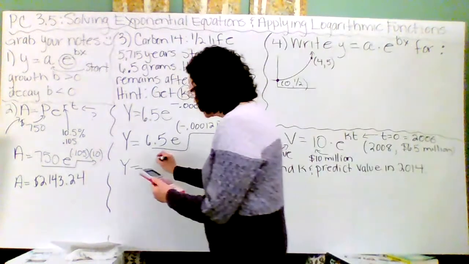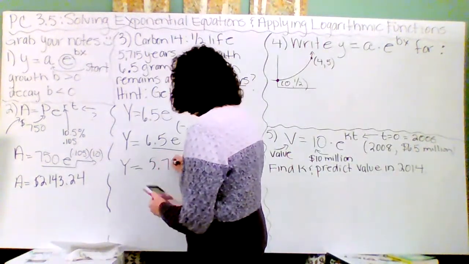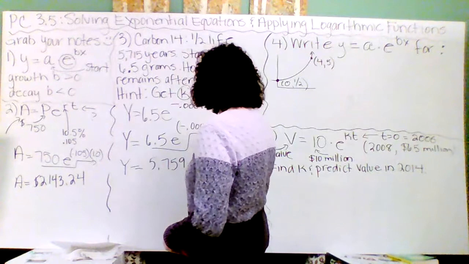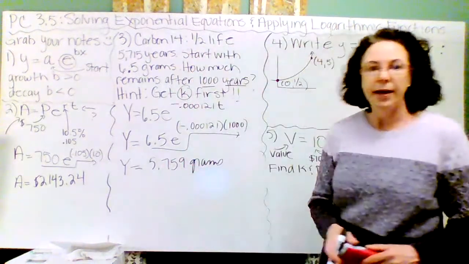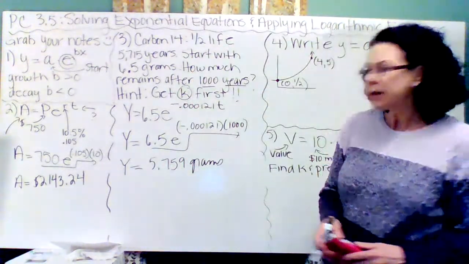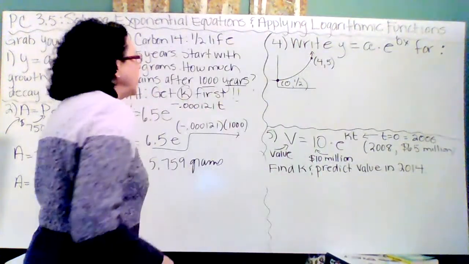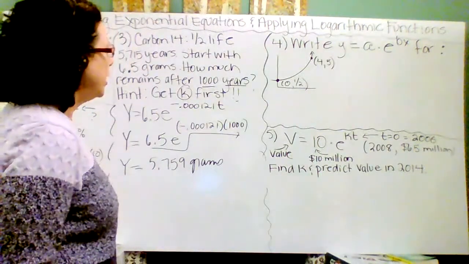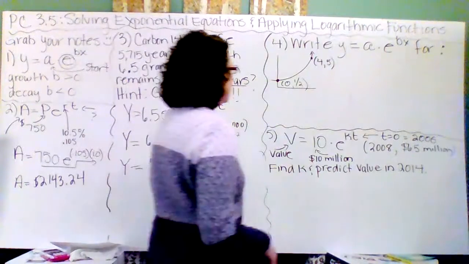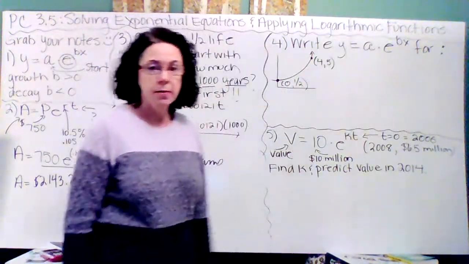There we go. So there's still 5.759 grams left, as we expected, right? There's still a lot left. Let's take a look at number 4 on your notes. What if they want you to write an exponential equation and they give you a graph with 2 points?